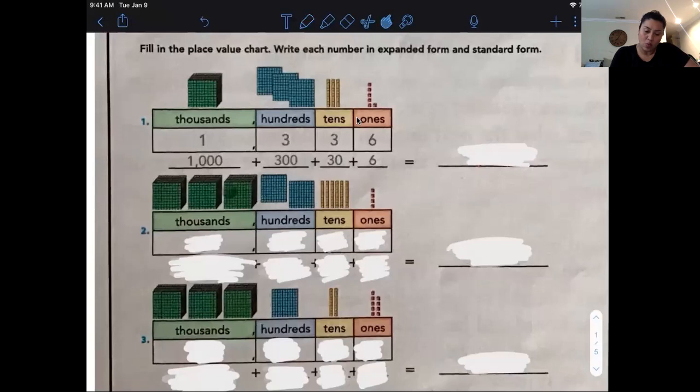Well, 1, and remember that comma says thousands, right? 1,000, how many hundreds? 336. Very cool. Are you with me? Did you write that down on your paper? Awesome. Okay, let's look at the second one.